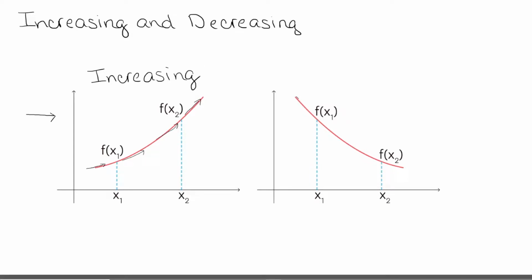For my second graph, as I move from left to right, I can see that my y values are shrinking. This is known as decreasing. As we move along our graph, our y values are getting smaller and smaller.